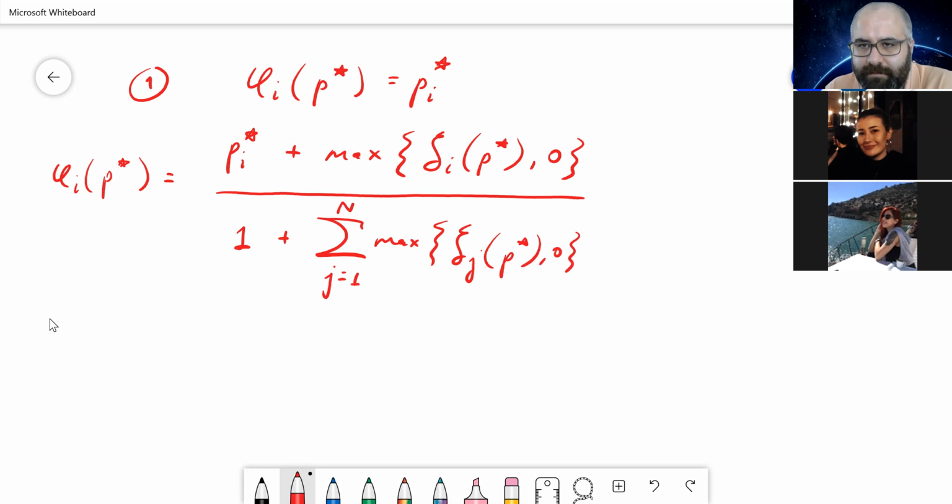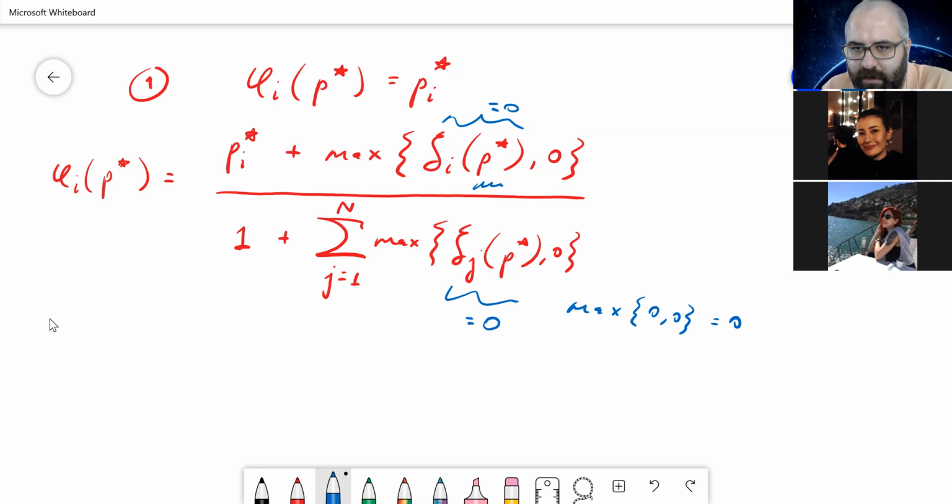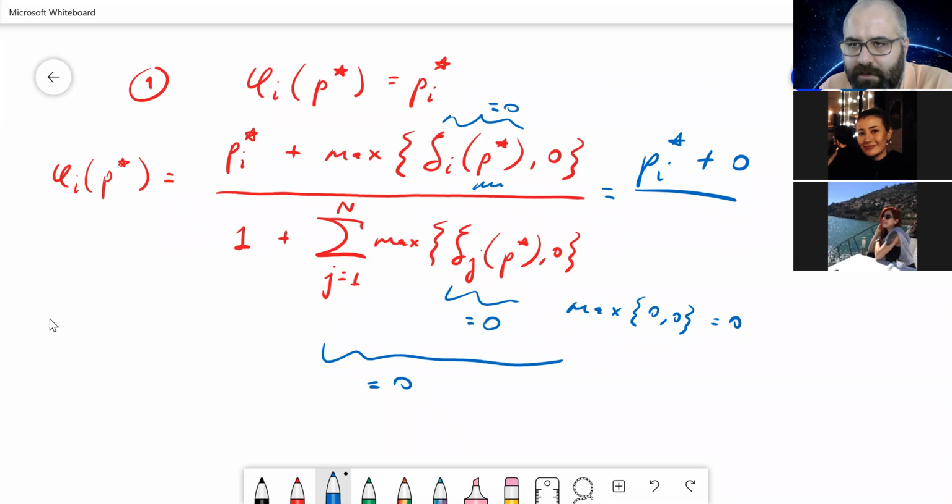Now realize that all of these are equal to 0, right? By definition. This is the Walrasian equilibrium. In equilibrium, all the markets clear. So the ith market is also clear. The same is true for this. All of them are equal to 0. So the maximum of 0, 0 is 0. So this entire term is also 0. So what you have is Pi star plus 0 divided by 1 plus 0, you have Pi star.